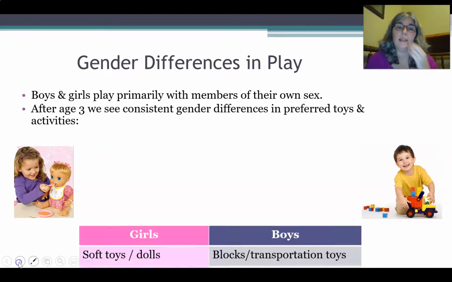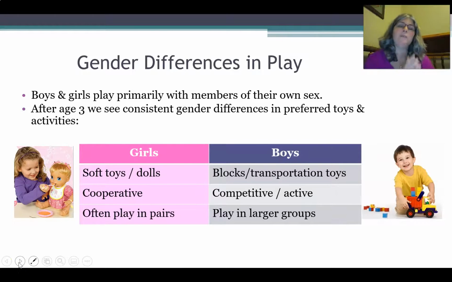And what we tend to see, starting from age 3 and on, girls want to play with things that are soft and cuddly. They tend to engage in what we call cooperative play. Cooperative play means that they are working together to meet the same goal in whatever their play might be, that perhaps they're both working on feeding and taking care of their baby dolls. Or they're both playing with stuffed animals and creating a vet to take care of the cats. Okay? So they're working together, and they often play in pairs.